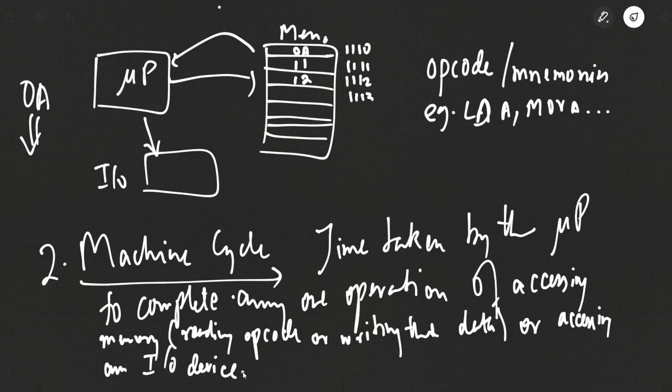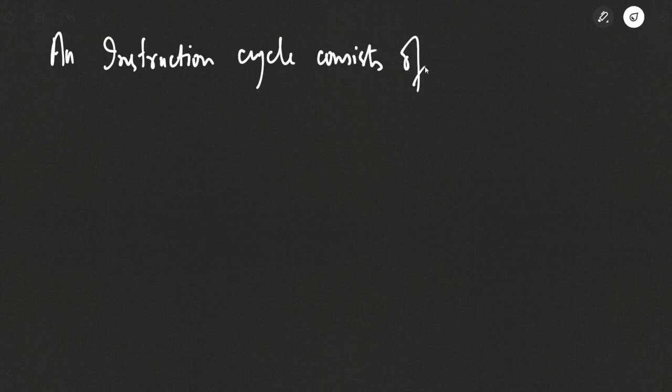The instruction cycle consists of accessing the memory, fetching the opcode, decoding the opcode, and then executing the instruction, writing onto an IO device or to a memory location. So there are a number of steps involved in the execution of an instruction cycle. The time taken for execution of any one operation of that instruction cycle is referred to as a machine cycle. Therefore we can say an instruction cycle consists of one to six machine cycles.